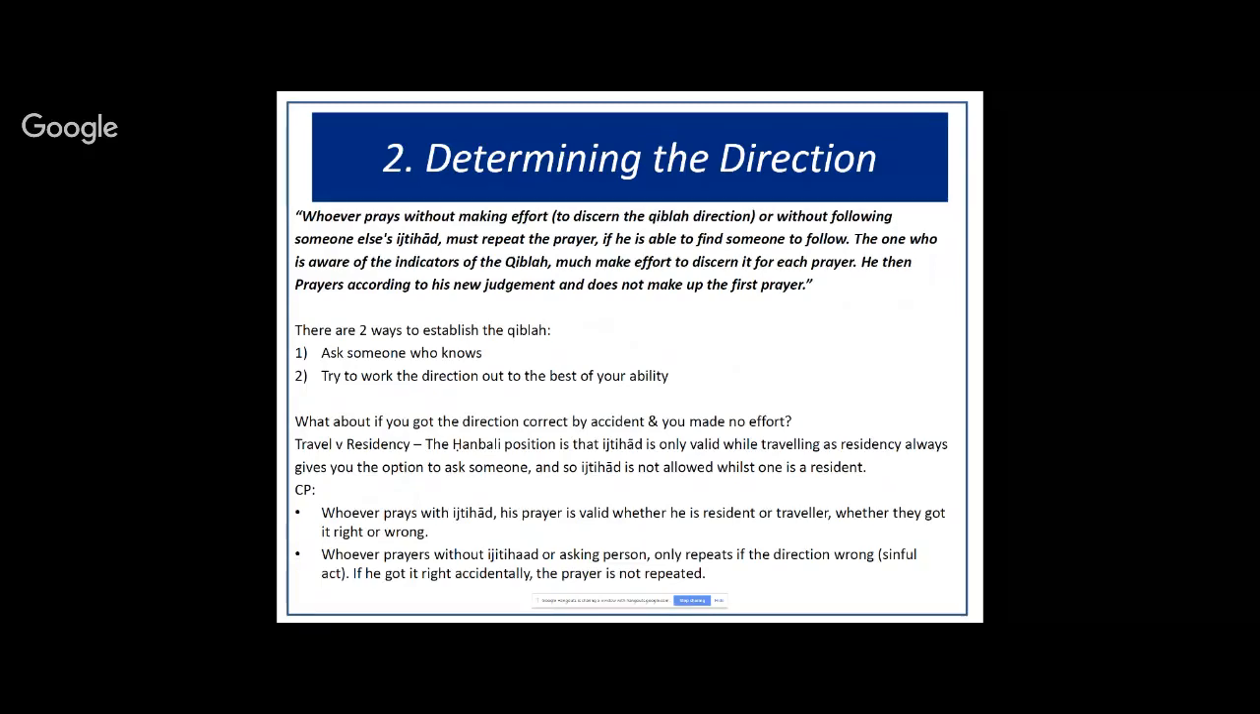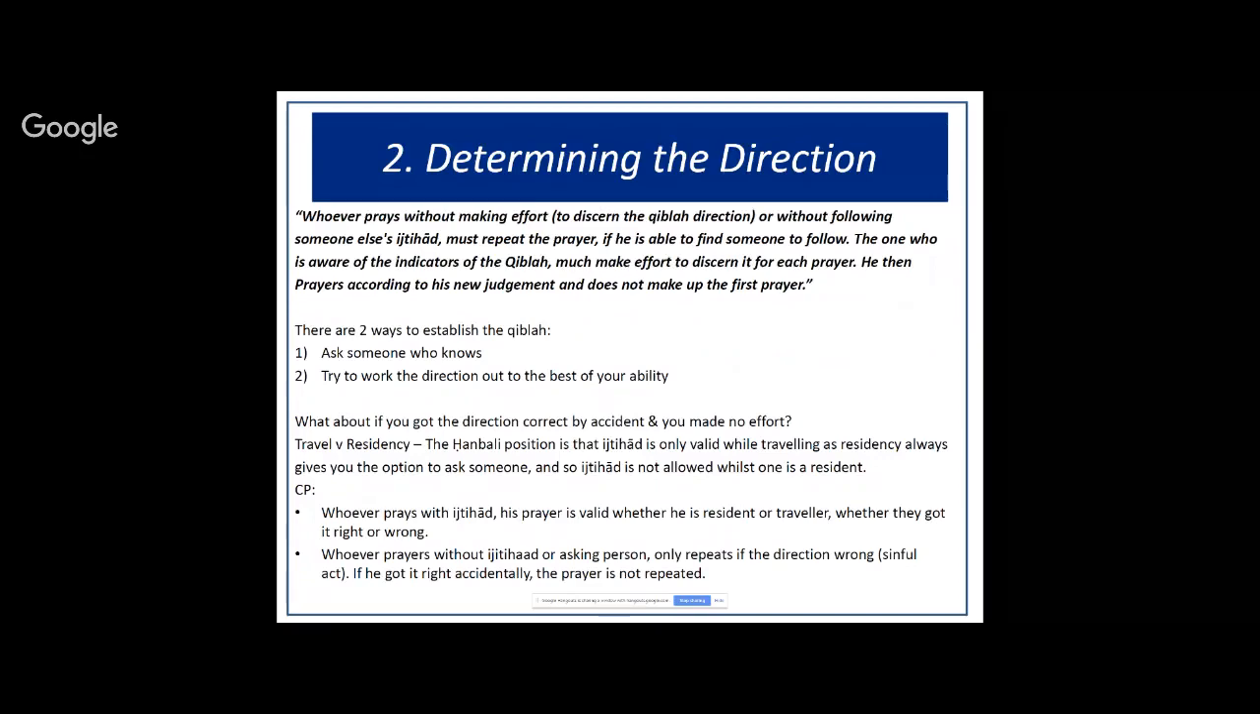But the class position here is that if they got it right, they wouldn't have to repeat their prayer. If they got it right by accident, then they wouldn't have to repeat the prayer, but they're doing a sinful act by not putting in the correct effort that is required, that Allah subhanahu wa ta'ala has requested of them. So this is a sinful thing. But because they prayed the salah in its time, and the direction was correct, then the prayer would be technically valid.